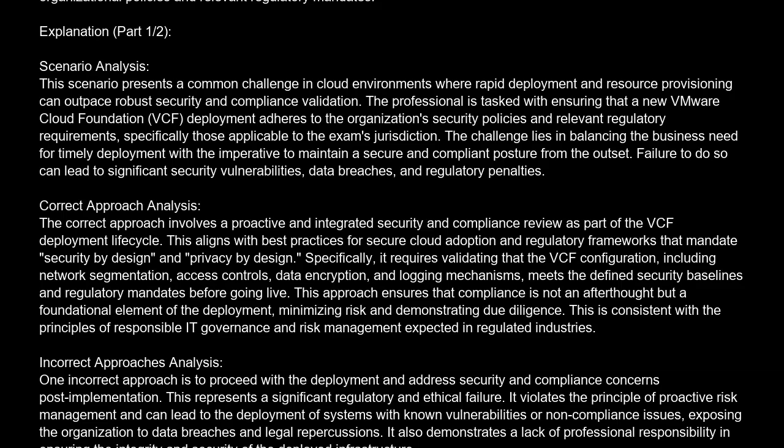Correct answer is A. Conduct a comprehensive security and compliance validation of the VCF configuration against established organizational policies and relevant regulatory mandates.